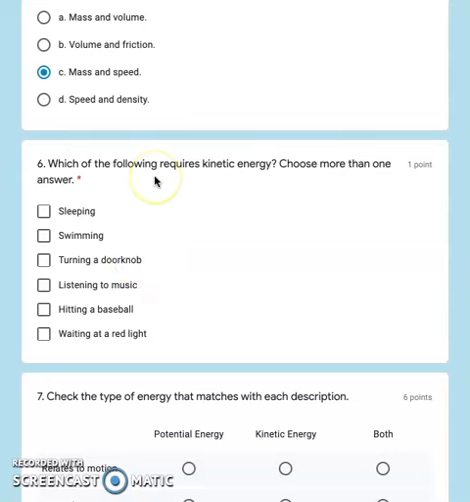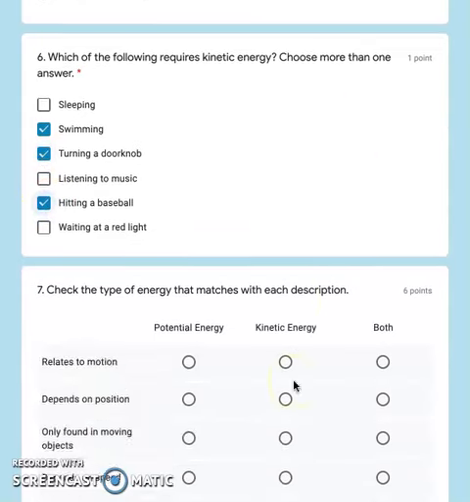Which of the following requires kinetic energy? Choose more than one answer. So any of these things that are showing us something that's in motion requires kinetic energy. So swimming requires kinetic energy, turning a doorknob requires kinetic energy, hitting a baseball requires kinetic energy.